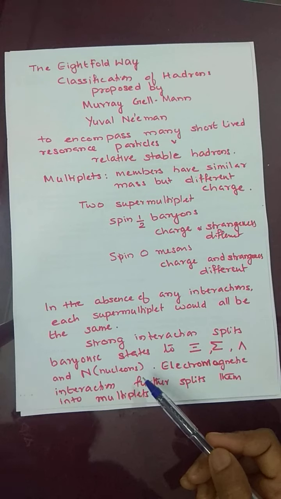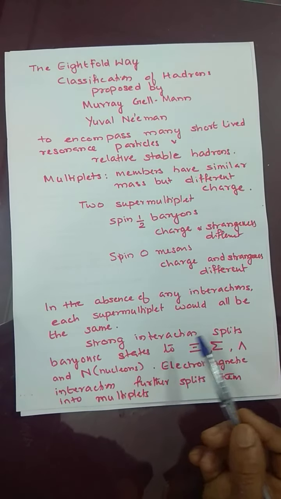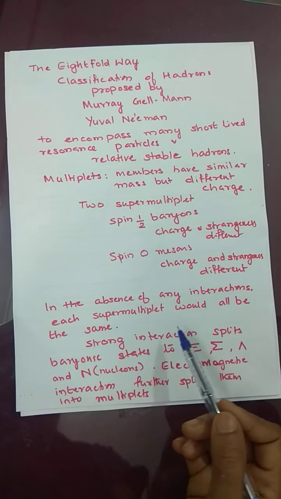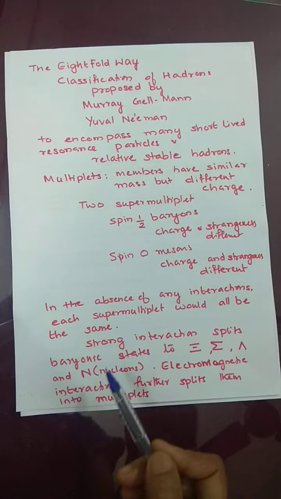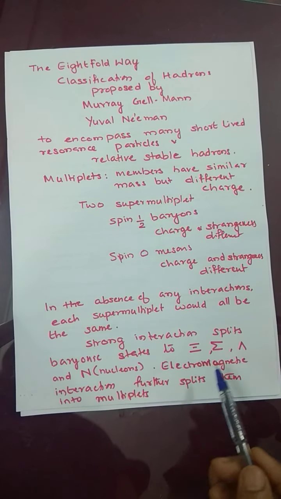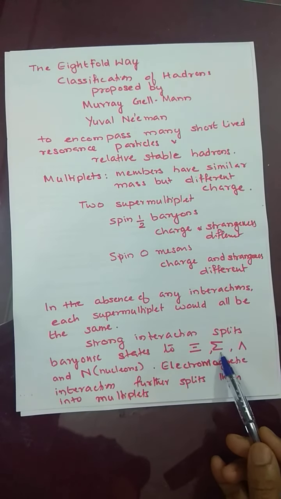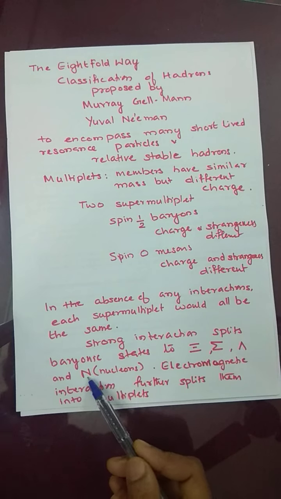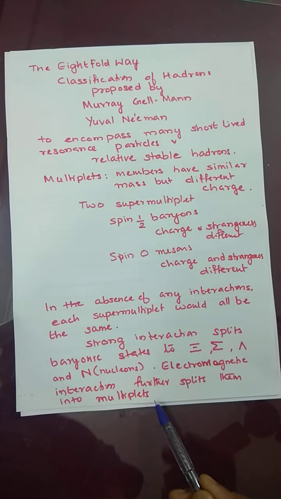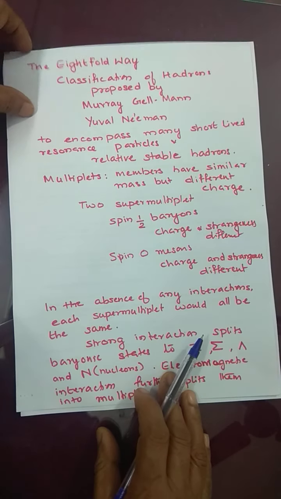In the absence of any interaction, each super multiplet would be the same. It is only due to interaction that it splits up into the multiplet states. Under the strong interaction, the baryonic state splits into Xi, sigma, lambda and nucleons. Then on further action of the electromagnetic interaction, it will split up into the multiplets.